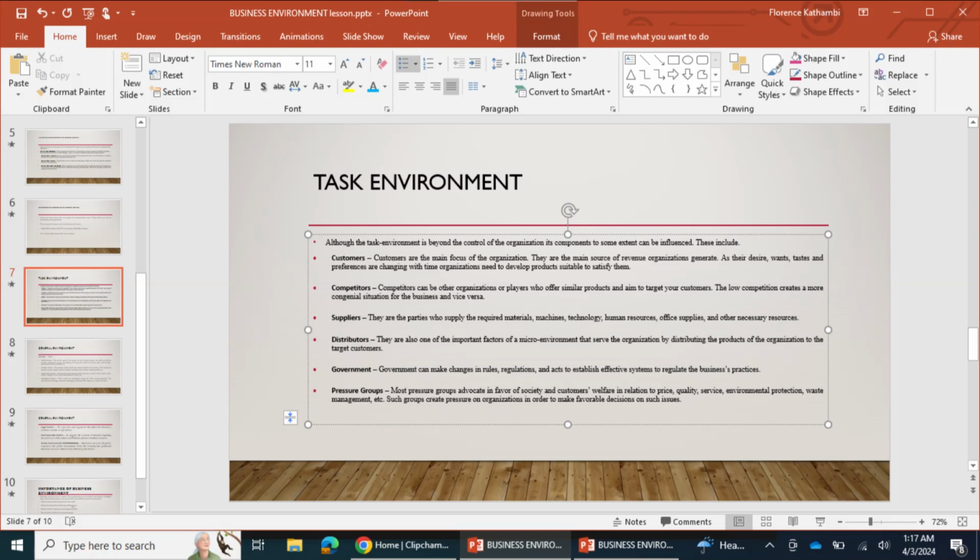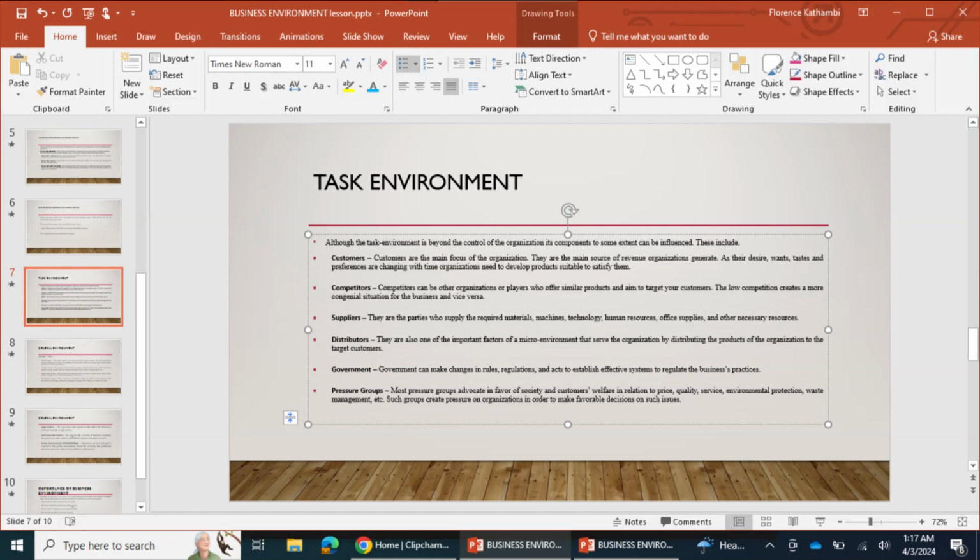We know that the producers of the substitute product are in direct competition with a company. The substitute product, we know that they serve the same category of customers as what our company is producing.